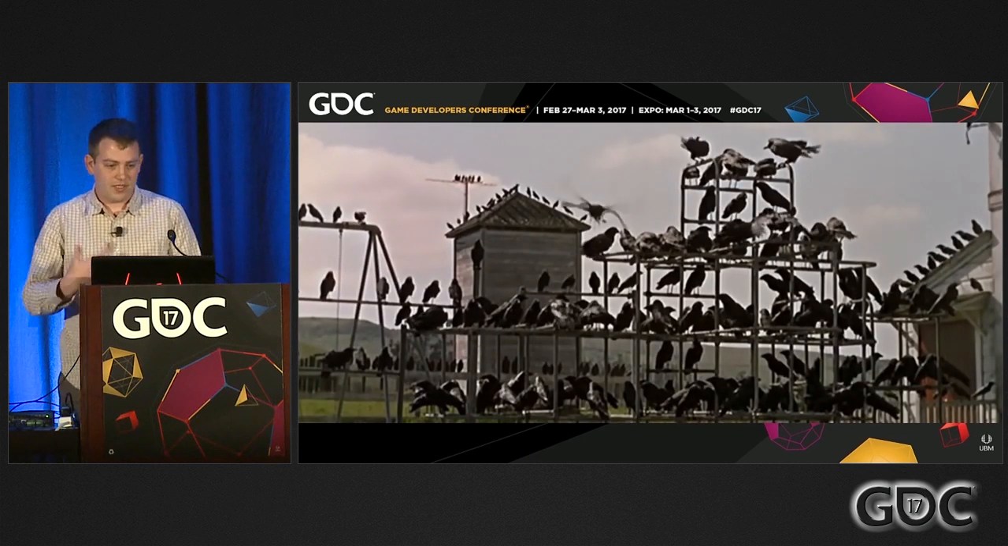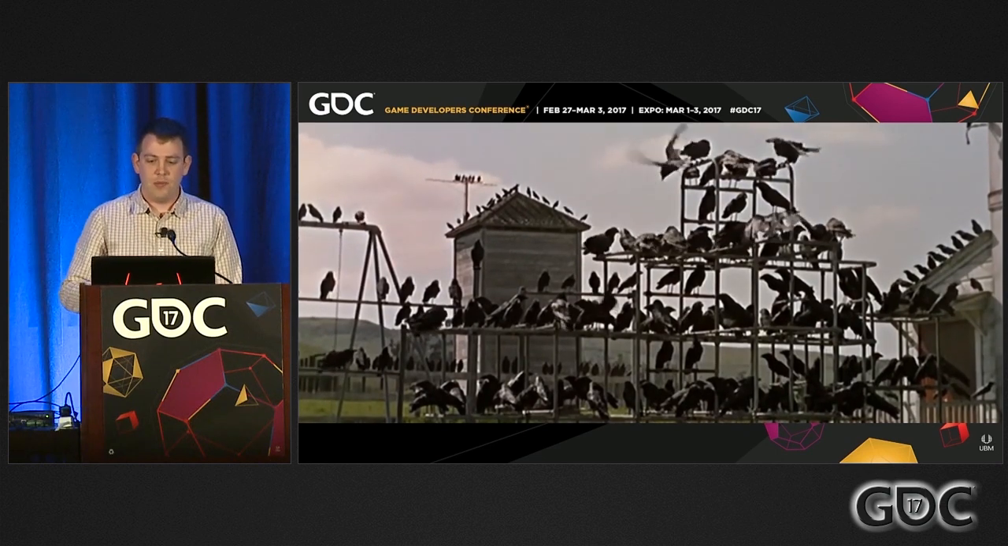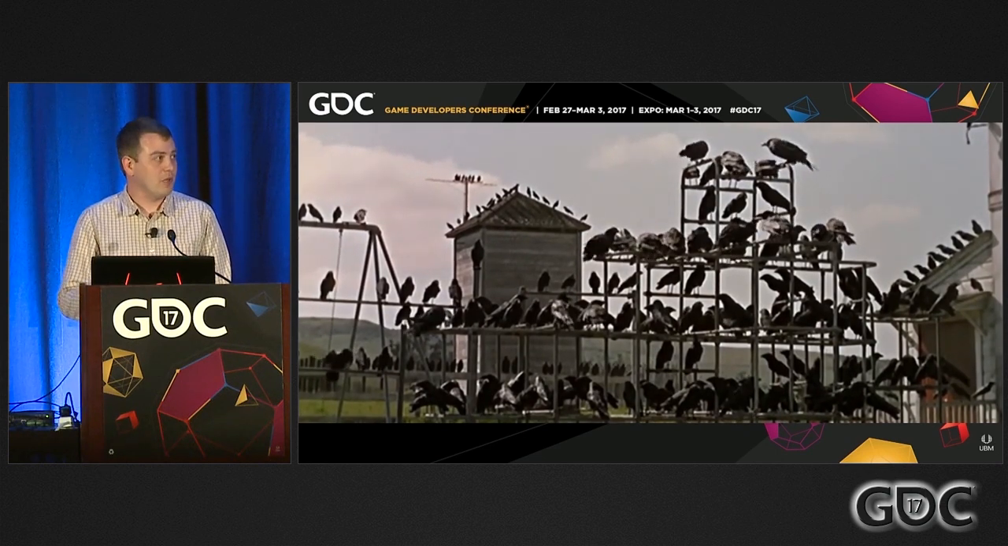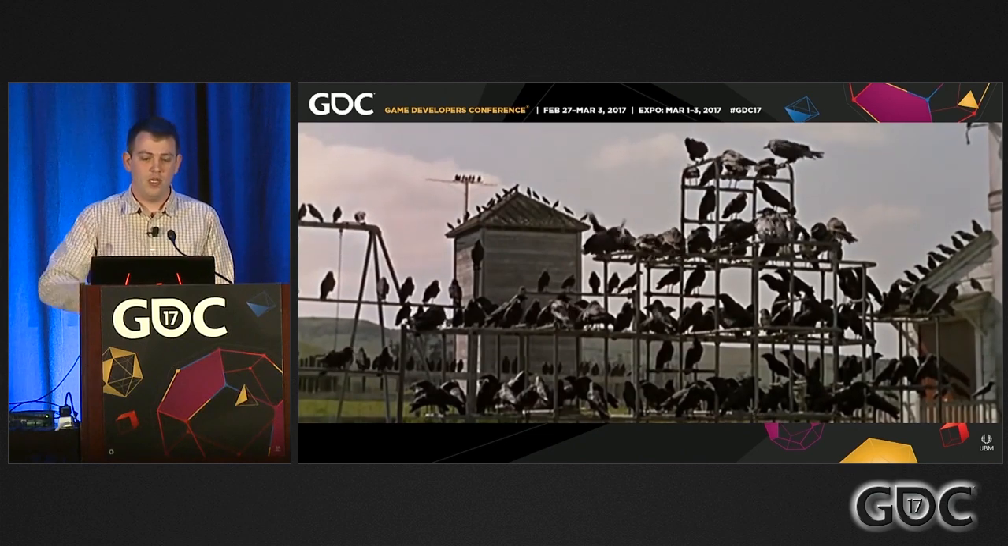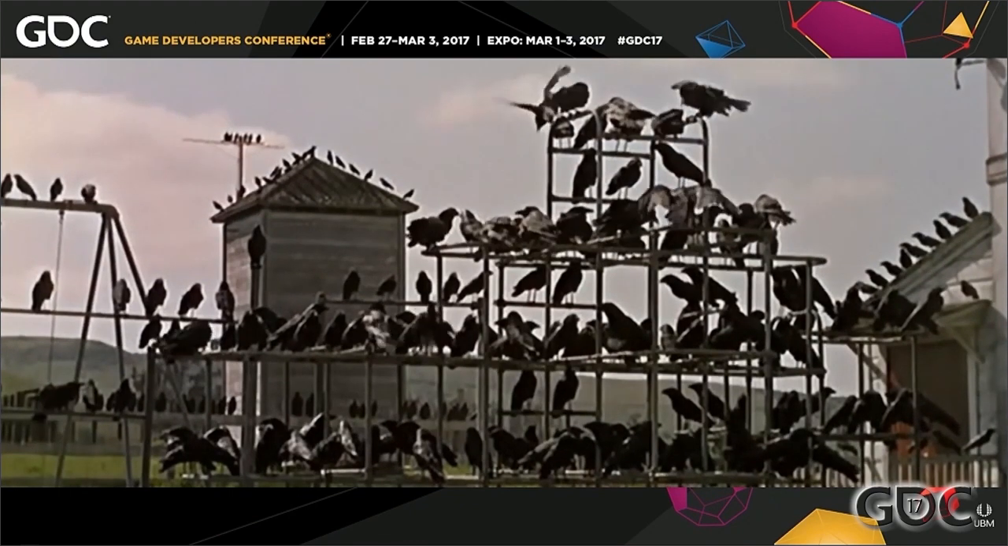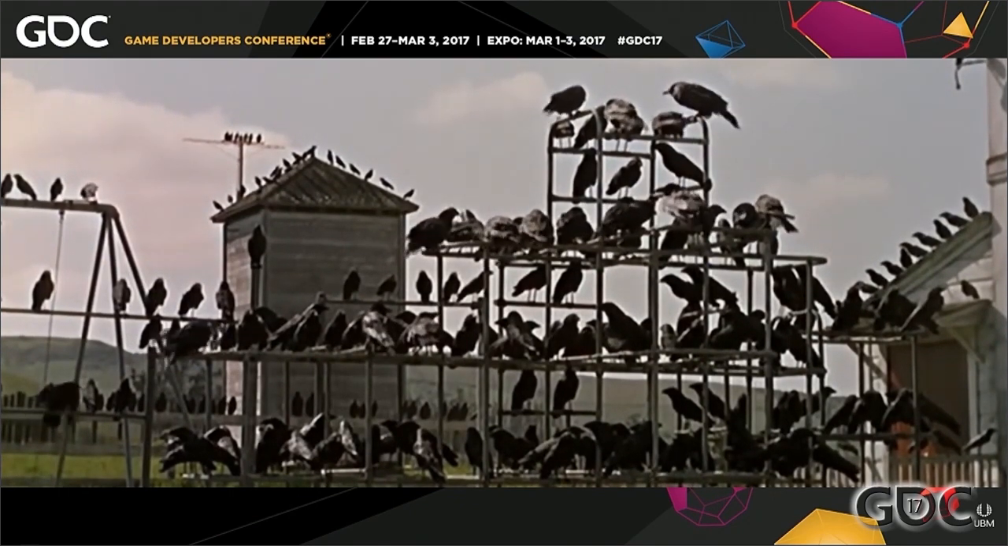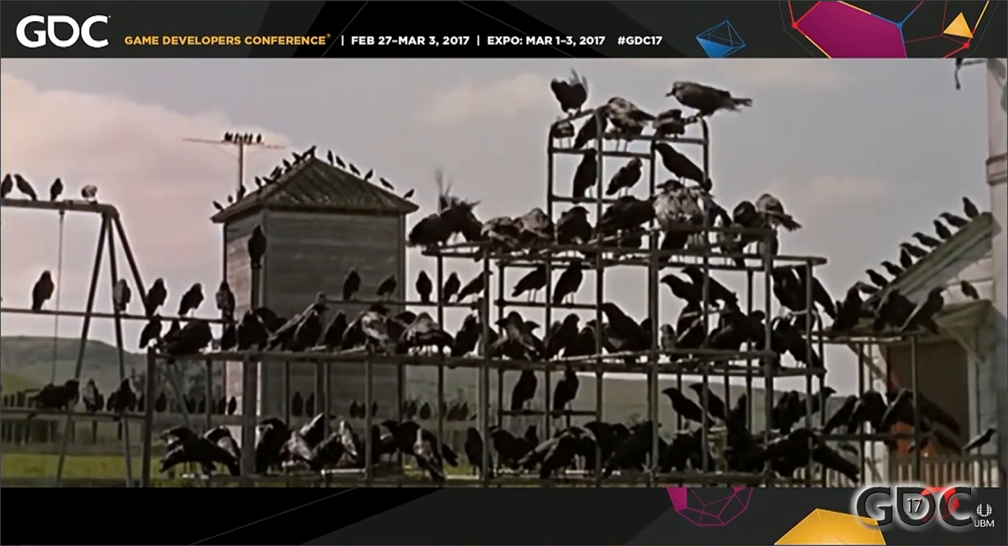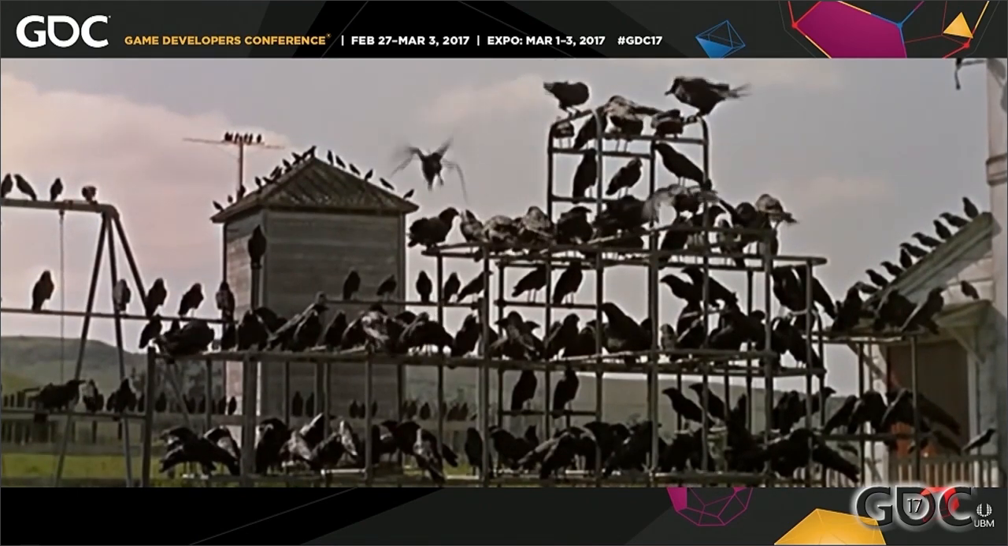So I'm going to leave you with a reference from Alfred Hitchcock's The Birds. It was actually filmed not too far from here. Only a few of these birds are actually alive on the set. Most of them are just static. So you only need to animate what you want to see. You don't have to animate everything just because.